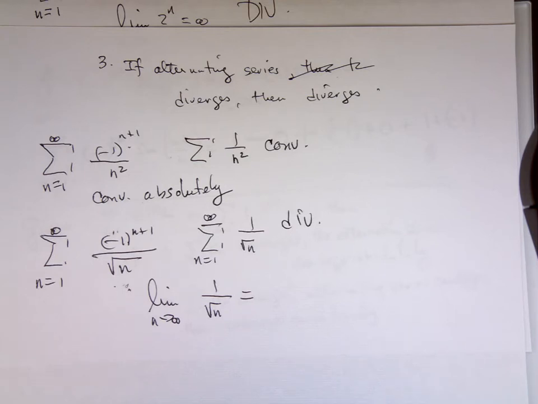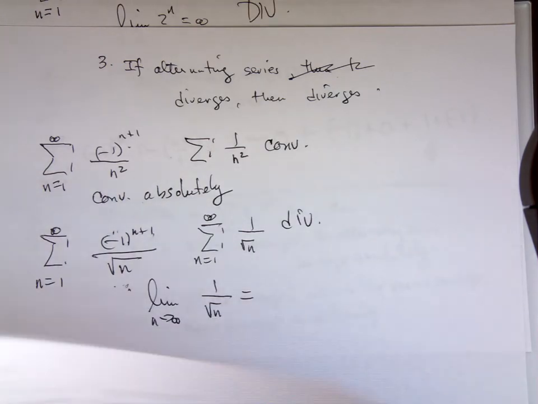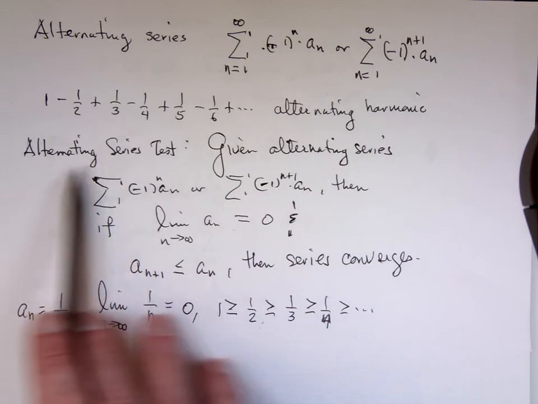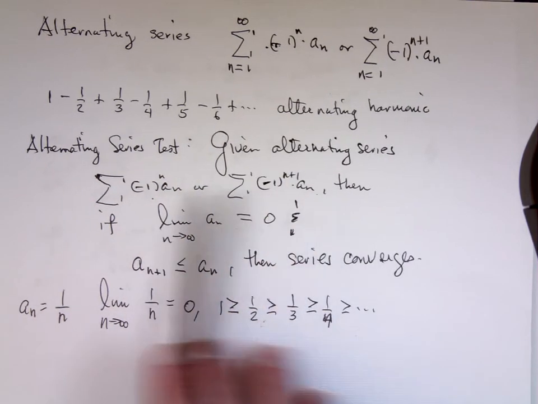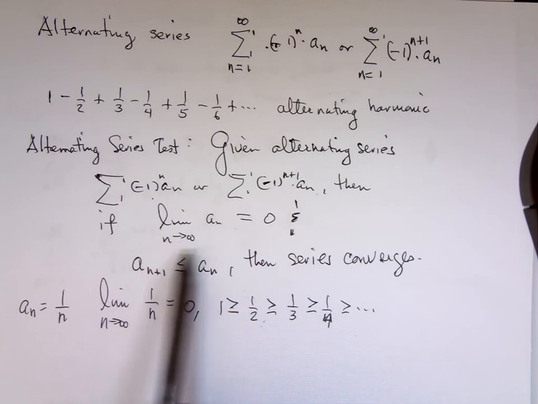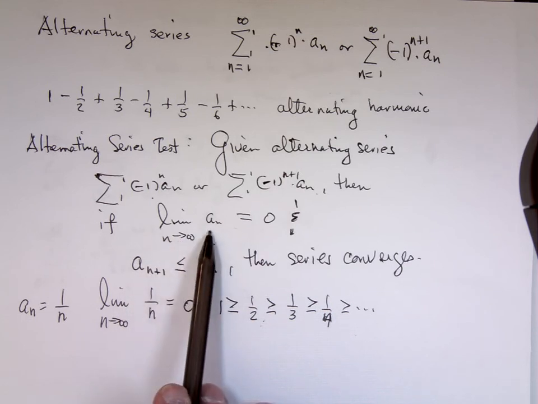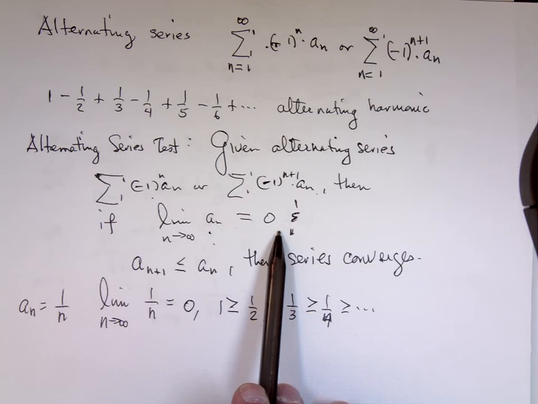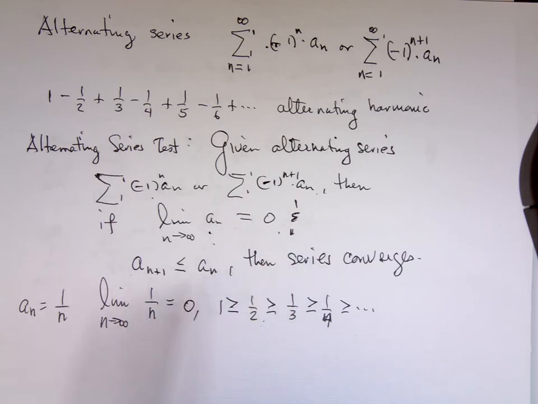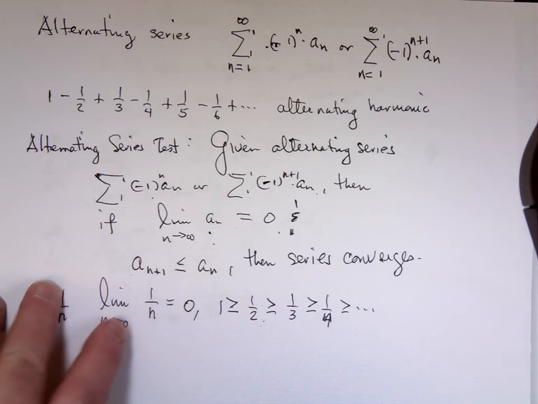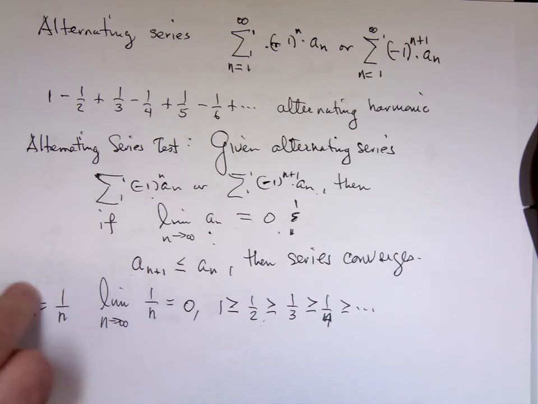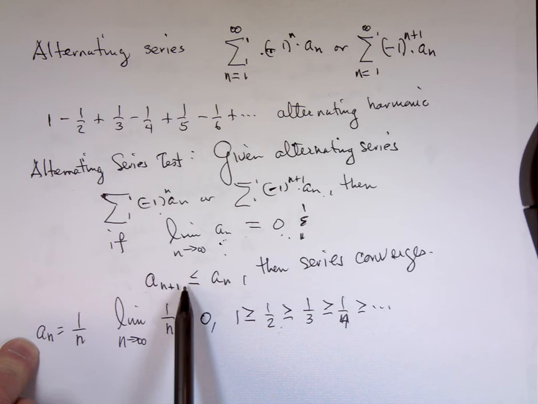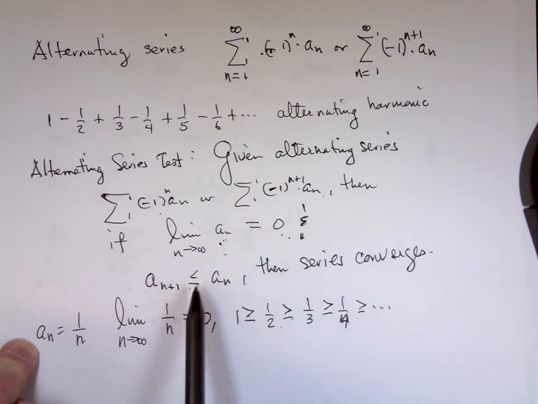Here, let's go back. Okay, let's take a look at the alternating series test. Given the alternating series, you take the a sub n, that positive term, and see if it's going to 0. That's what I'm doing right now. And then I'm going to have to check and see if the terms are decreasing. If this is going to 0 and this condition is met, if these 2 conditions are met, the alternating series converges, and consequently will converge conditionally.